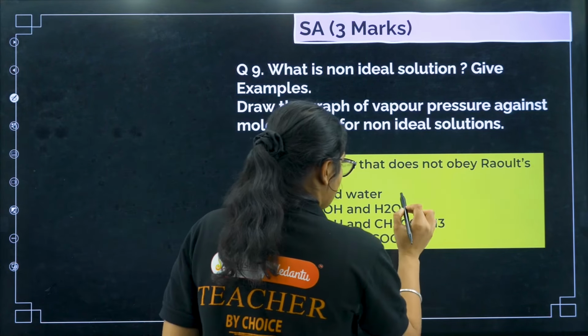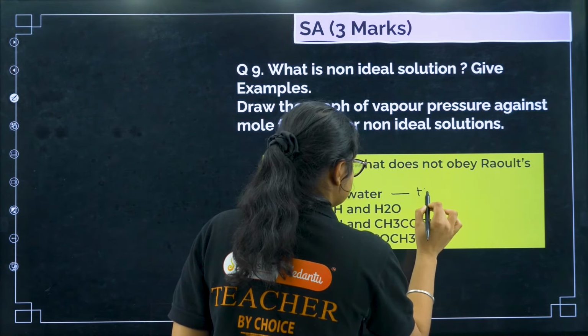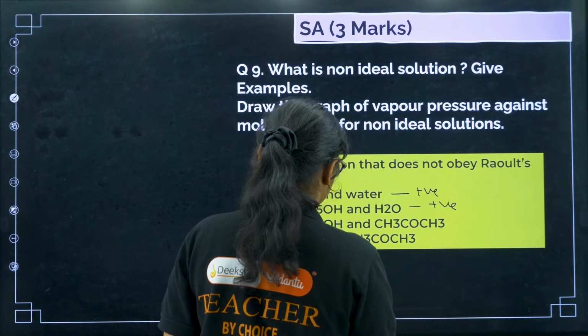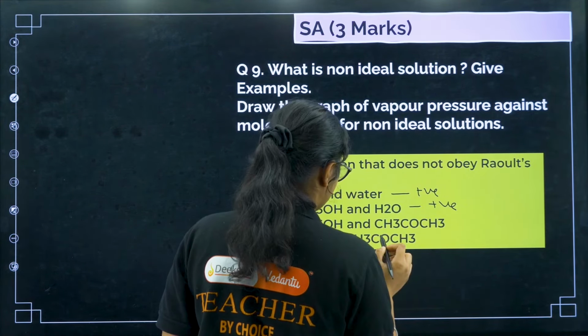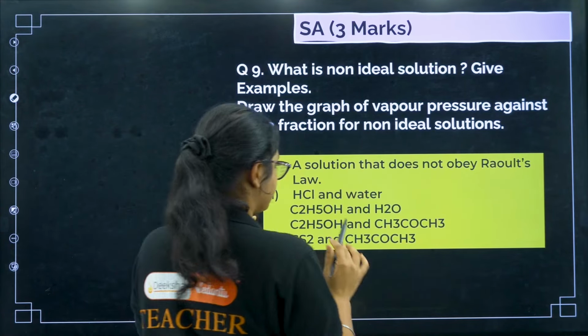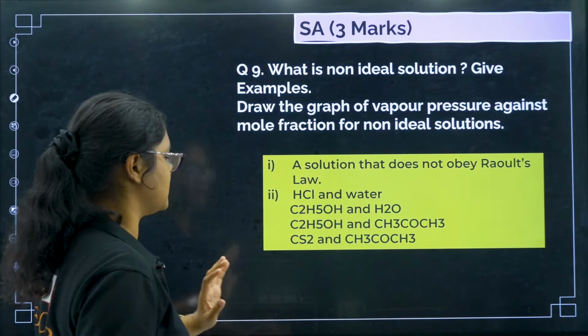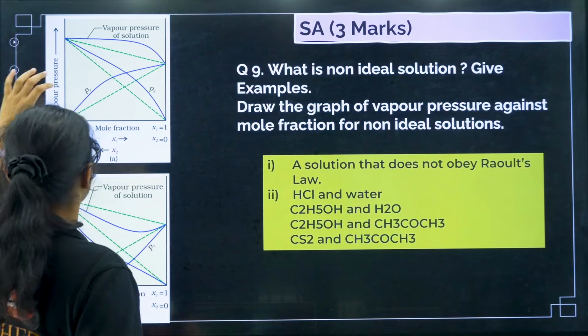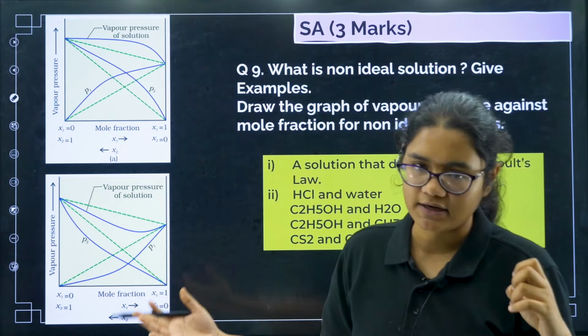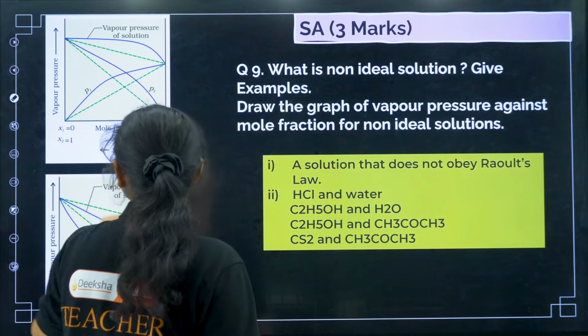So this is positive deviation, this is positive deviation, right? This is also C2H5. Okay, let us not mention whether it is positive or negative because it is not asked here. You can just write down any of these two examples. Next graph you can see, this is your positive deviation graph and this is your negative deviation graph. Okay, very easy questions these all are.